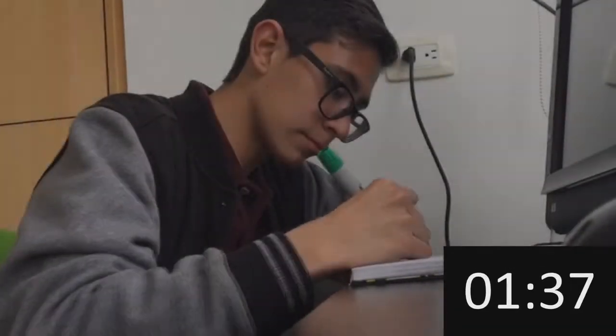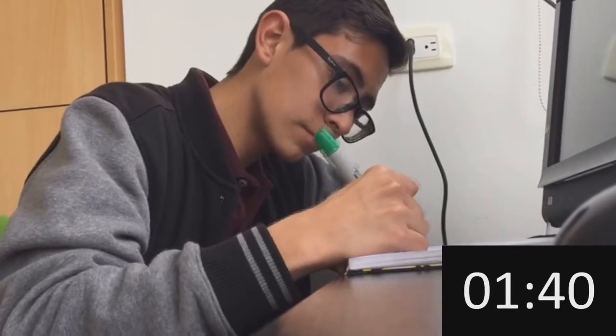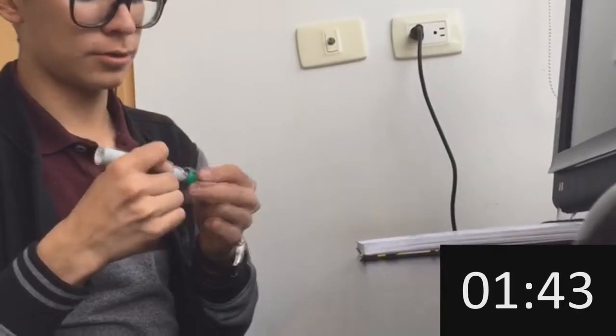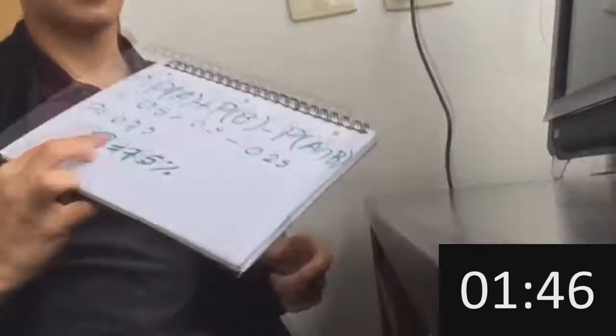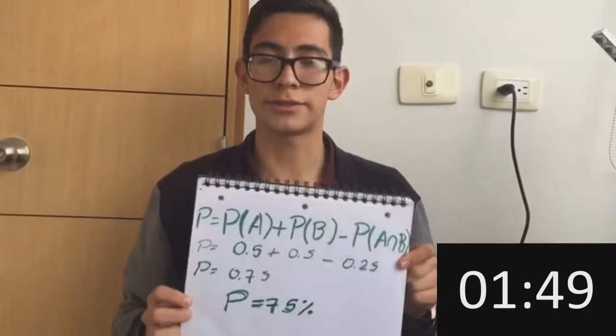Well, now we're going to do an exercise. For example, I threw this die, and what is the probability of obtaining an even number, or a number higher than 3? Well, I have to use the formula. And this is the solution of this exercise.